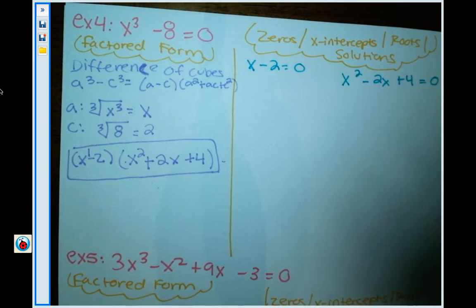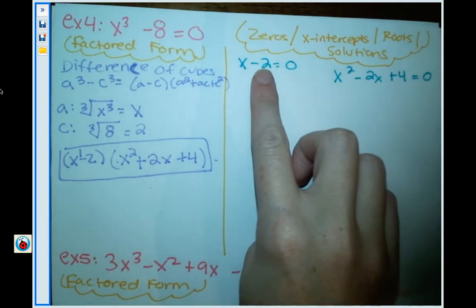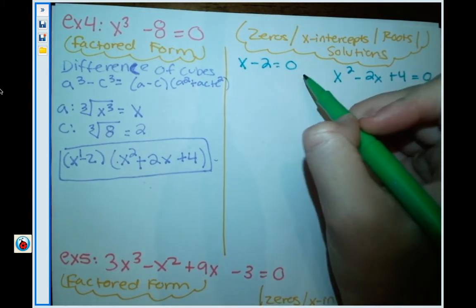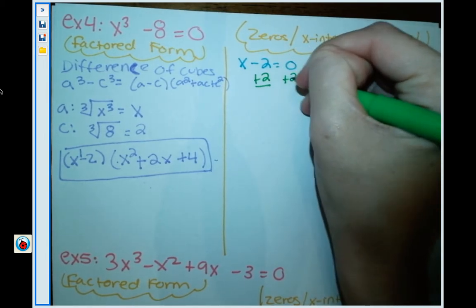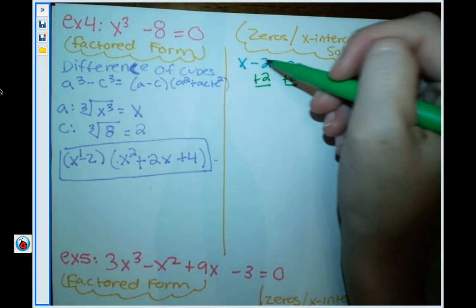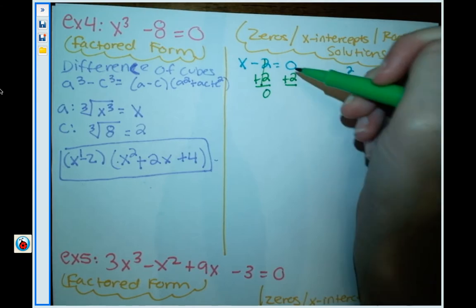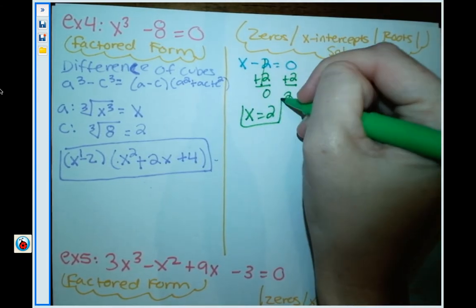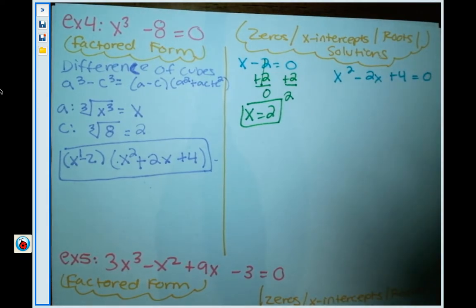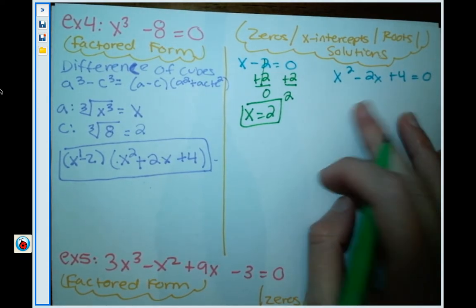Alright, you guys, let's get going. So, my x minus 2 is pretty straightforward. All we gotta do is solve for x. So I'm going to bring the negative 2 to the other side, which the way you do that is by adding 2 on both sides. So negative 2 plus 2 cancels and turns to 0, and 0 plus 2 equals 2. So we get x equals 2. This is one of our zeros. Yay!